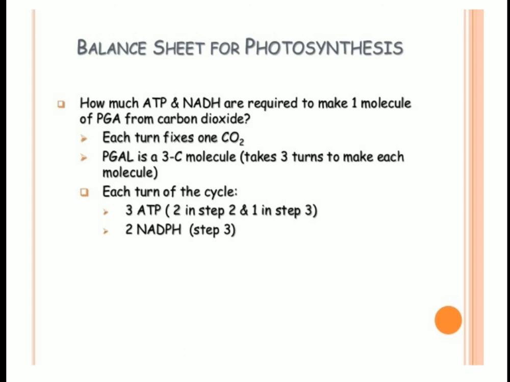Next time, when I continue with this topic, we will discuss the C4 pathway, that is another alternative pathway of photosynthesis, and we shall discuss photorespiration and factors affecting the process of photosynthesis.